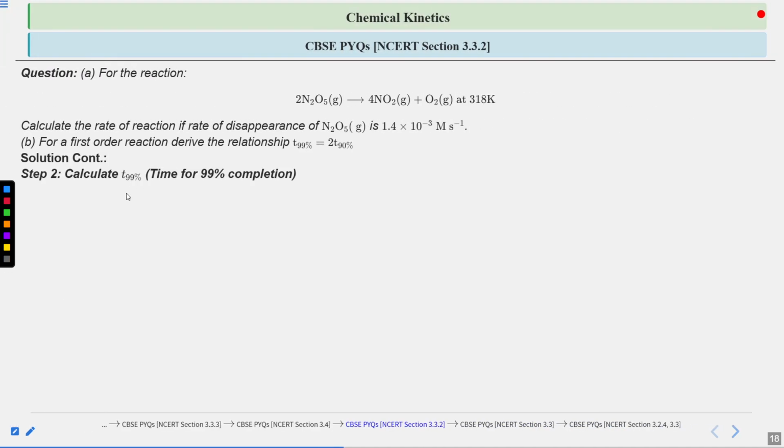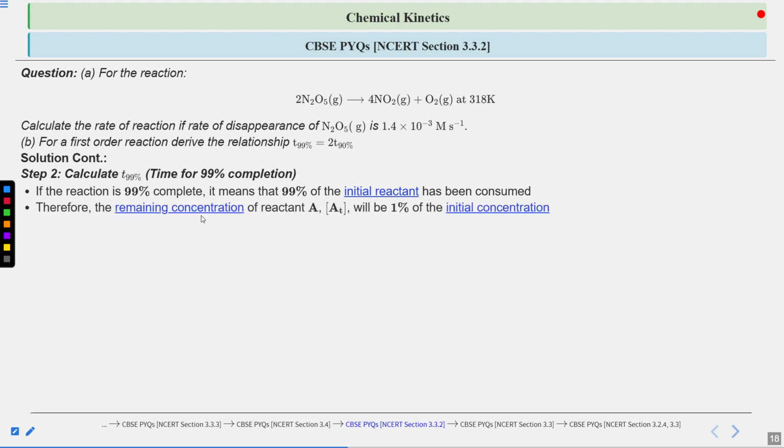Now, the calculation of T at 99%. T 99% means the time at which 99% completion of our reaction has been done. If the reaction is 99% complete, it means 99% of the initial reactant has been consumed. The same concept. Therefore, the remaining concentration of reactant A will be 1% of the initial concentration, because 99% has already been consumed. So AT, the concentration of A at time T, comes out as A naught minus 0.99 of A naught, that is 0.01 of A naught.